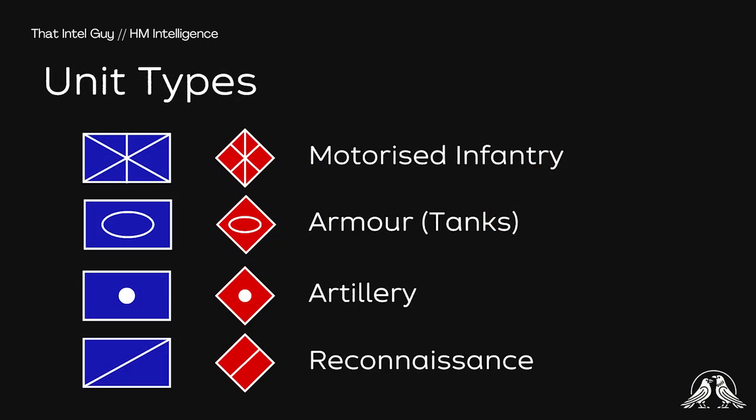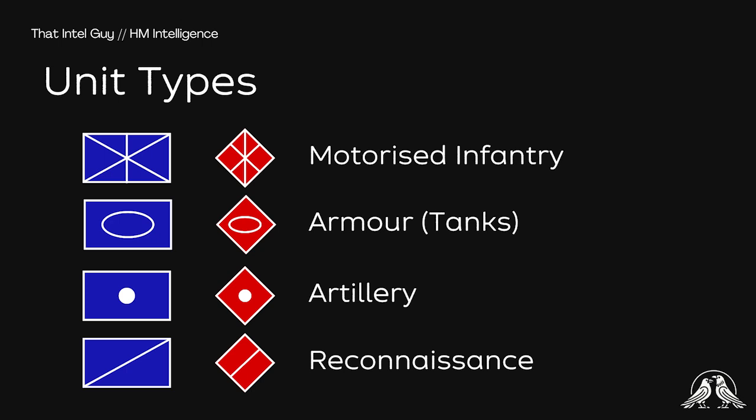So, then within those symbols, we use markings, so everyone knows what type of unit that symbol is trying to represent. On the screen is some of the basics. So, motorized infantry is a cross with a line through it. Armor, such as tanks, is an oval, kind of representing the tracks of the armored vehicle. Good way to remember it. And artillery is a dot.